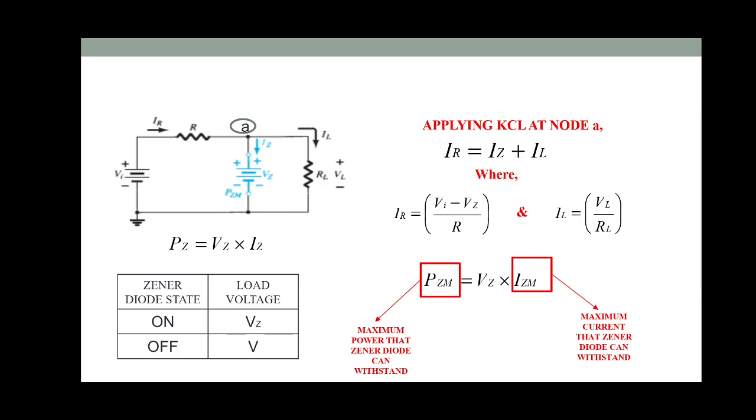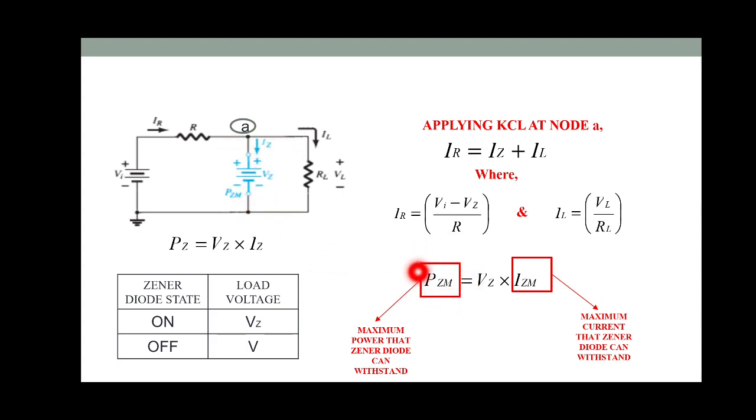Now, if we apply KCL at node A, it can obviously be shown that IR equals IZ plus IL. This is quite obvious. IR is Vi minus Vz by R, and IL equals VL by RL. Now the power dissipation Pz equals Vz into Iz, obviously.